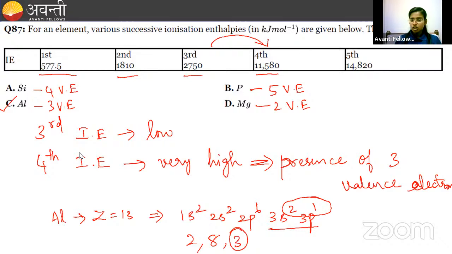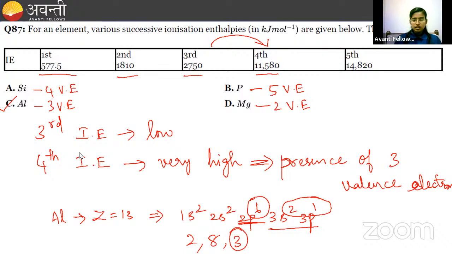After the removal of these 3 electrons, if we have to remove the 4th electron of aluminium, we have to enter into the second shell, which is completely filled. So the removal of the 4th electron becomes difficult, and that's why the 4th ionization energy of aluminium is very, very high. We have to remove it from the inner shell, and inner shell electrons are closer to the nucleus, so more energy is required. Got it? So from the valence electron values, we can find the answer for this question.